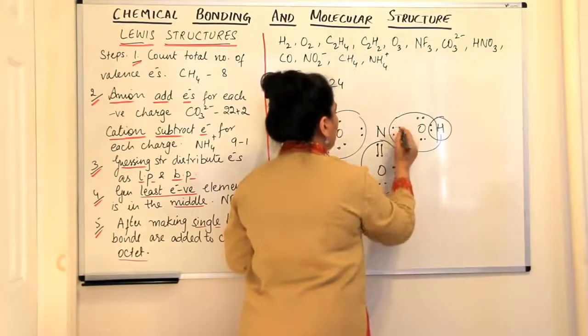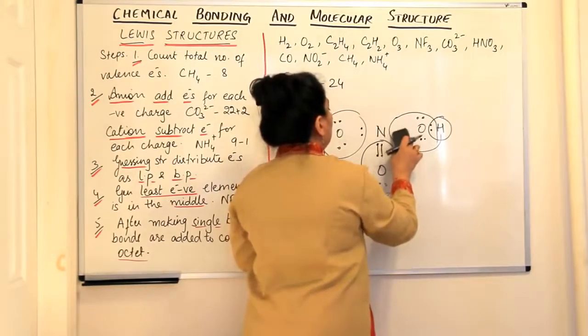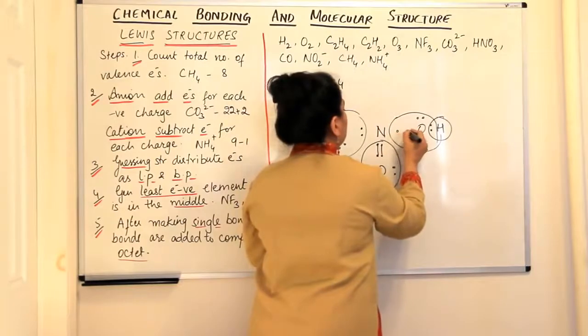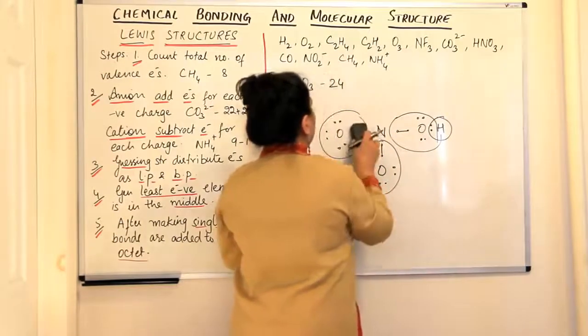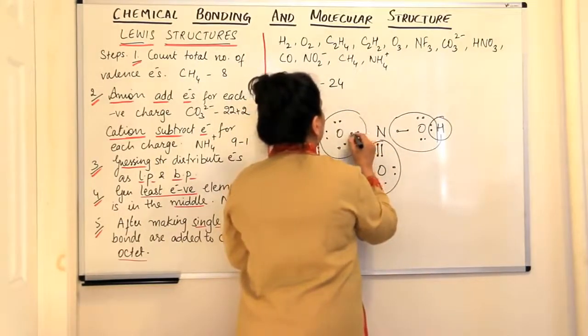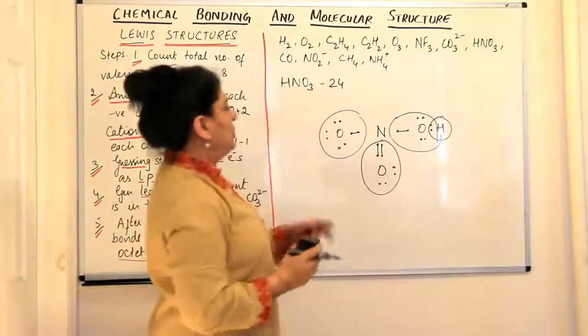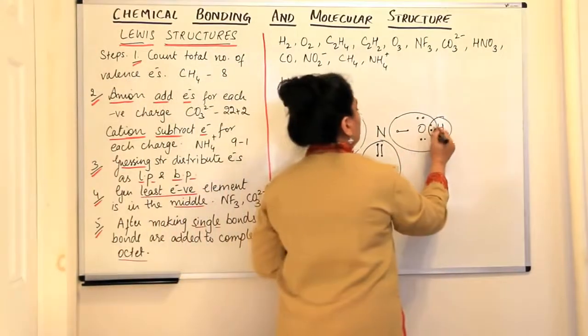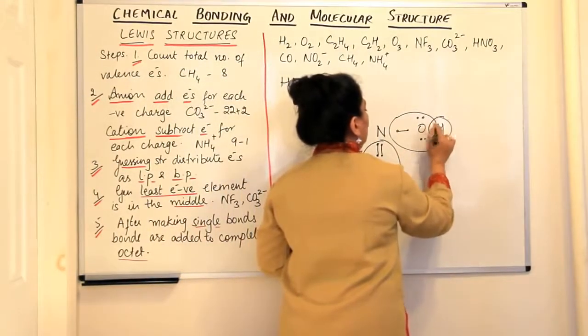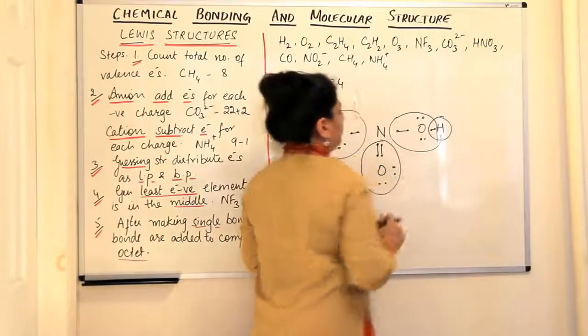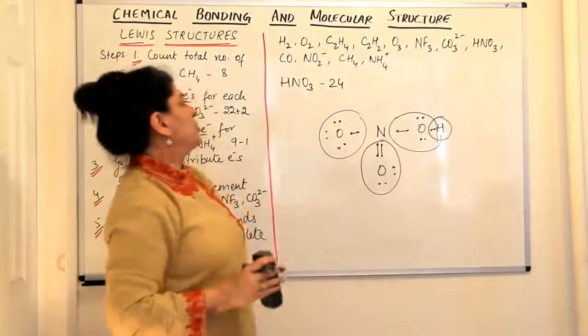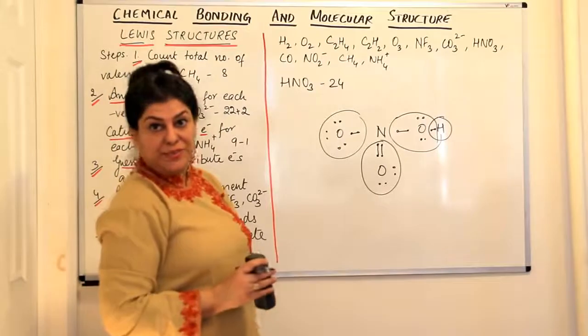So when the double bond is formed, I'll draw these like this now, this pair, so that you feel this is a single bond here. Again, I can draw it like this to show you the single bond here. So this would be the bond between the oxygen and hydrogen. This is the single bond here. So this would be the structure of HNO3.